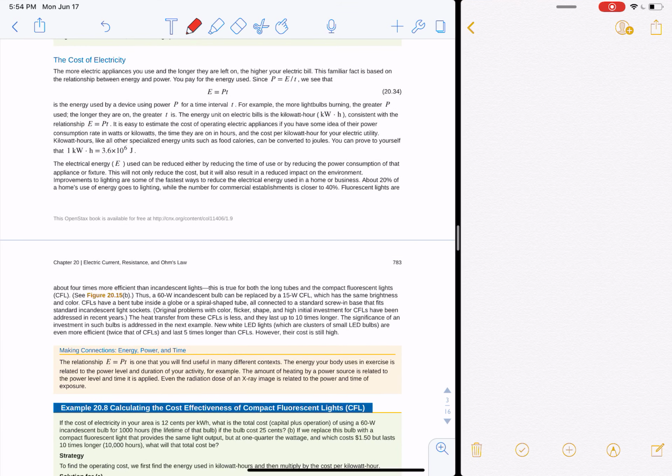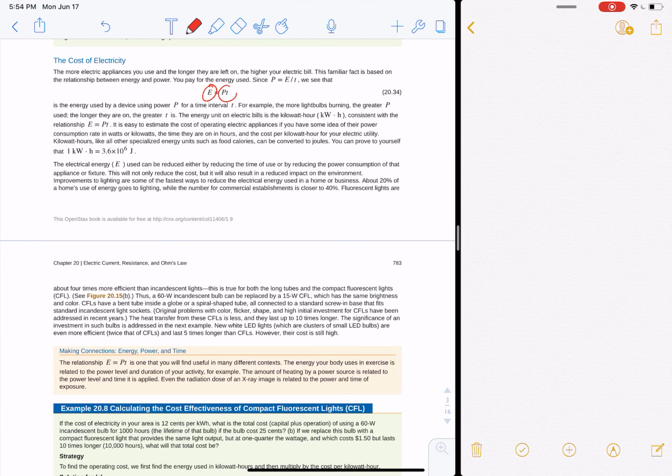Okay, so the cost of electricity: the cost is power times time. The total cost is usually in cents per kilowatt hour, and we measure power in kilowatts, so the total energy used is the power times the time. If a watt is a joule per second and we multiply it by seconds, then we get joules, and that's where that comes from.